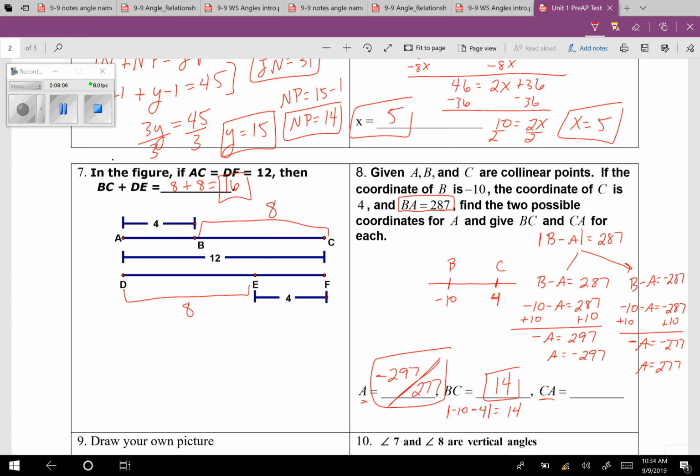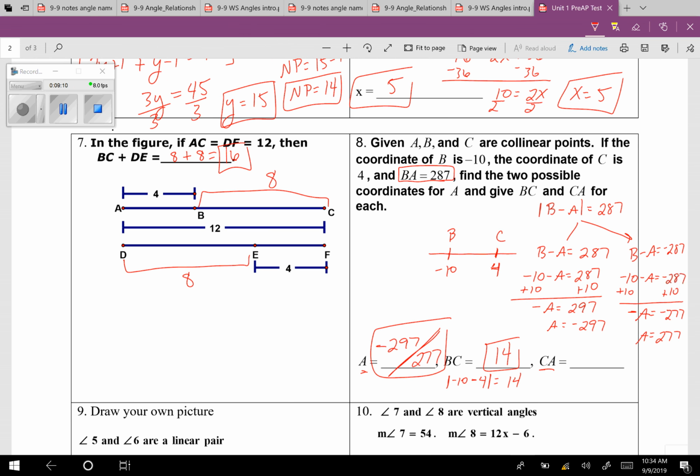Okay, now we have to find the length of CA. And again, you have to use both numbers for CA, or for point A. So you have either that it is 4, so starting at C, right, minus, and then you have negative 297. So that basically turns into 4 plus 297, and the absolute value of that is going to become 301.